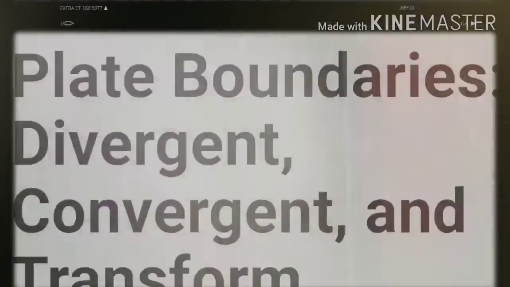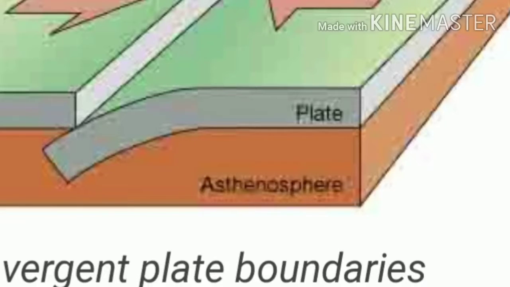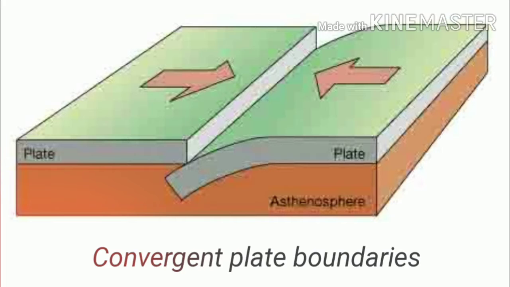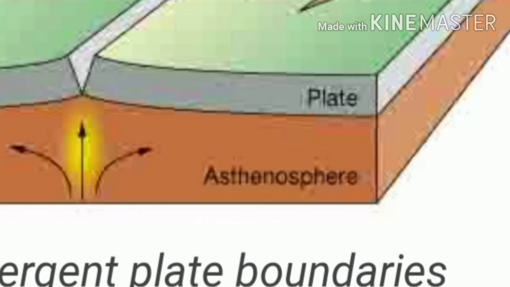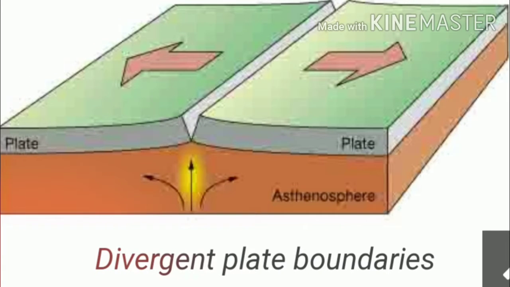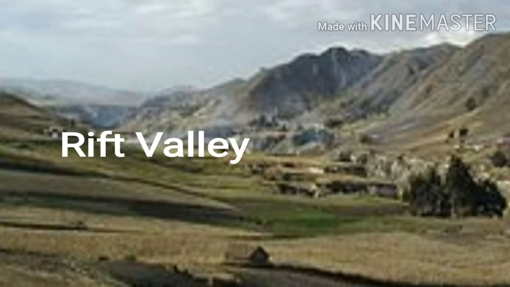There are three tectonic plate movements. They are convergent, divergent and transform. Convergent. When two plates are moving towards each other, if the two plates are of equal density, they usually push up against each other, forming a number of mountain chains. Example, the Himalayas. Divergent. When two plates move away from each other, new crust forms from magma that rises to the earth's surface between the two plates, resulting in formation of block mountains and rift valleys.